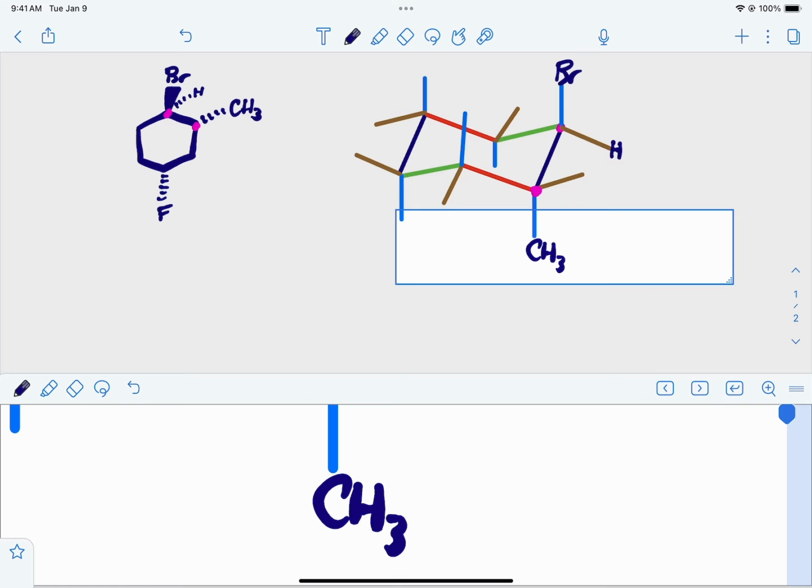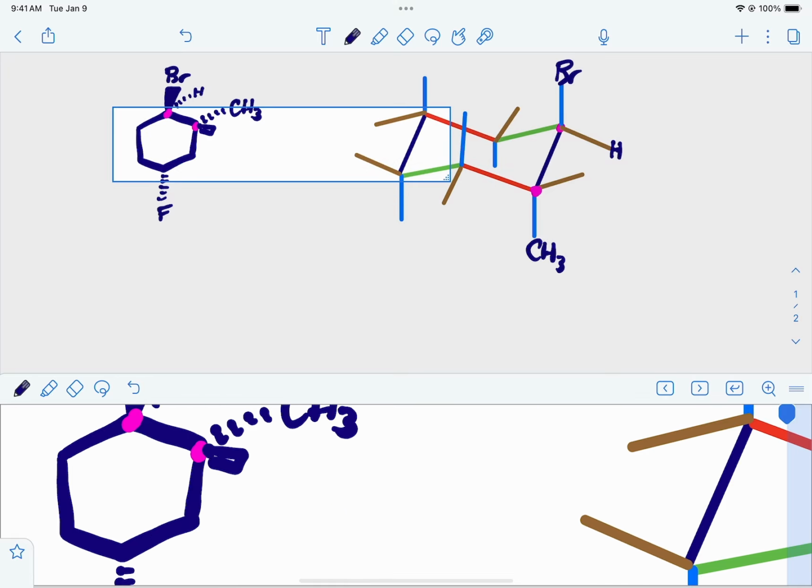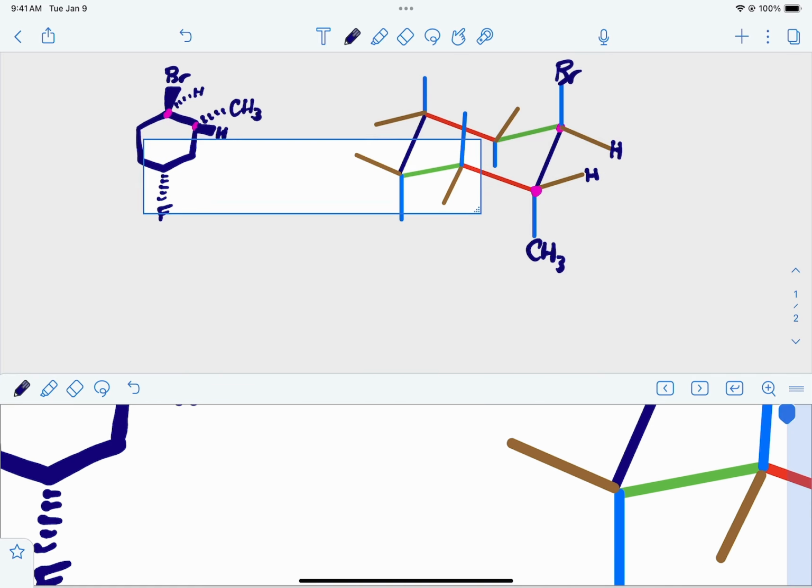And then what's the equatorial group? Well, again, we've got a wedged hydrogen, and that's up on that carbon. So our equatorial group here is hydrogen. Okay. All right. Then we're going to skip a carbon.